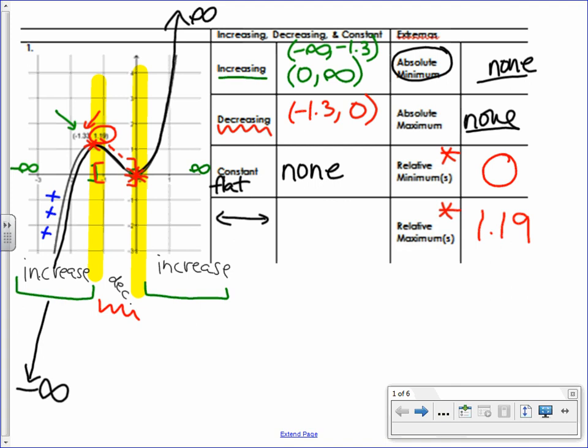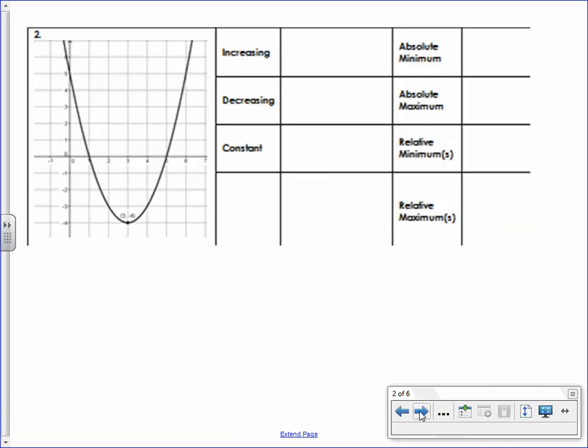So looking at this graph, we didn't have any absolute minimums or absolute maximums, but we were able to find a few relative ones because we had some spots where we had mountaintops and valleys. All right, let's try number 2.